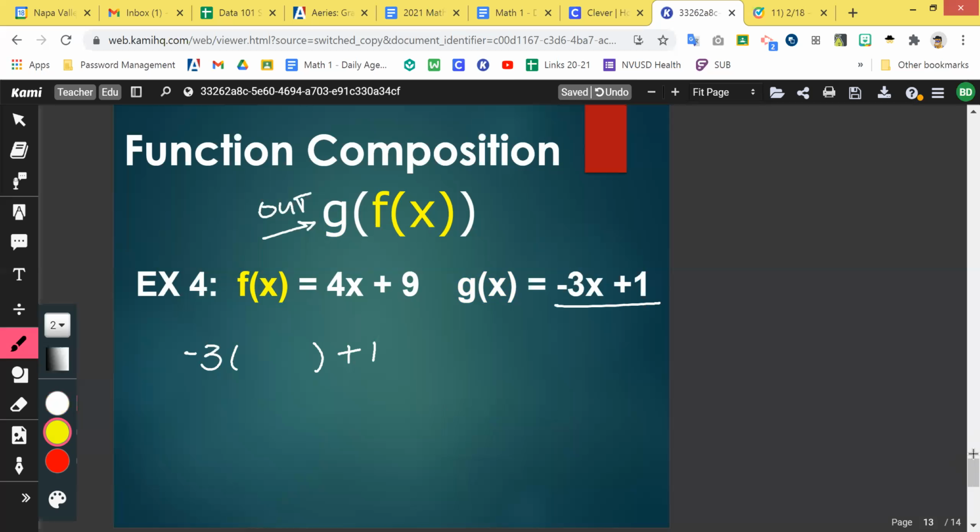And now we look at the function on the inside. So on the inside, we have f of x, which is 4x plus 9. That's what goes in the parentheses: 4x plus 9.